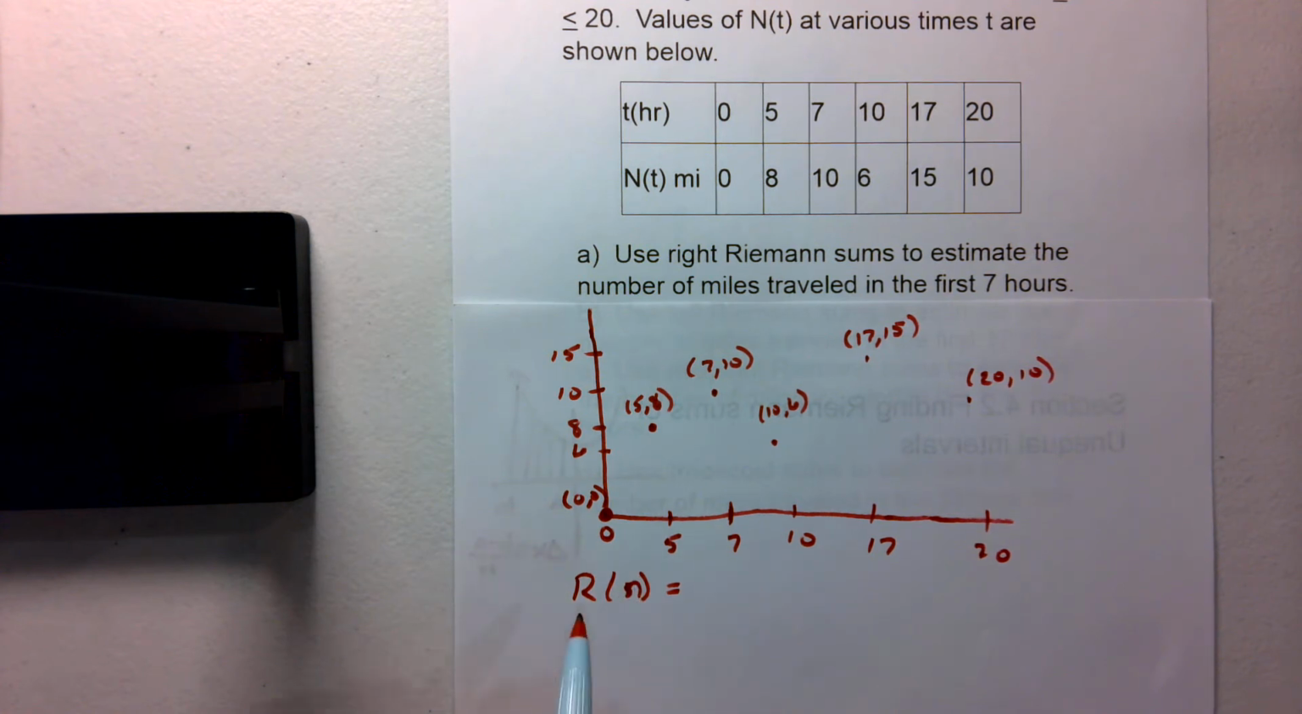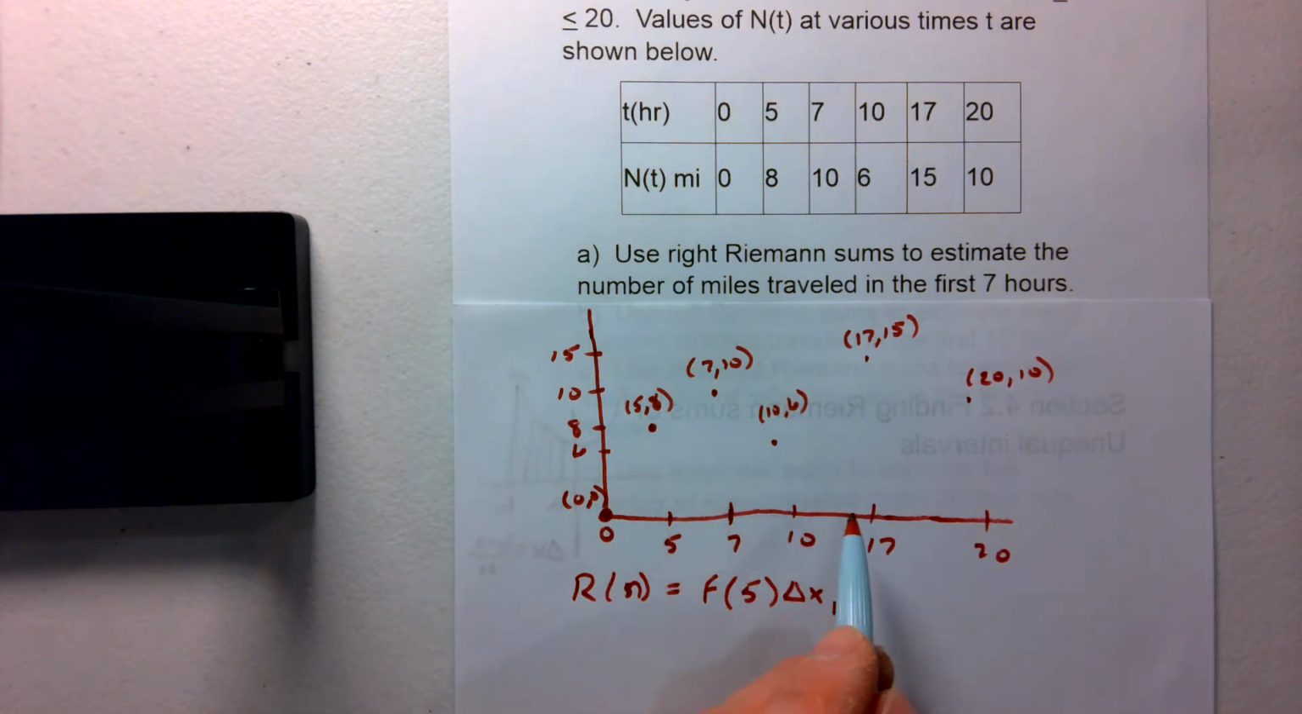And I would do a right sum, or R of n, for our right Riemann sum, and again, this is the notation we're going to be looking for, is going to be f of 5 delta x sub 1. We're going to now label this delta x sub 1 because this change in x is going to be different each time we run through.